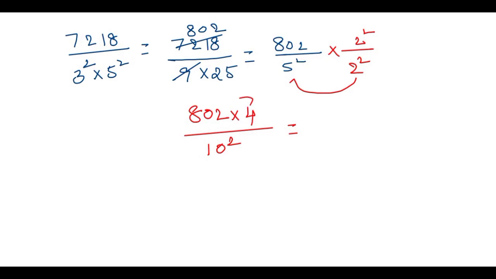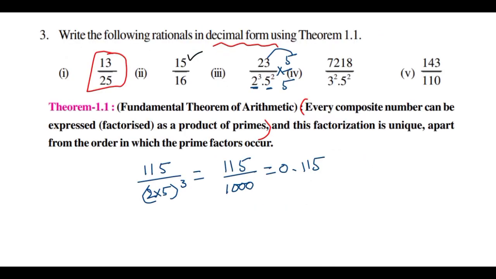Okay, so 802 into 2 square is 4 by 5 2s are 10 square. So we need to multiply this one now. So 4 2s are 8, 4 0s are 0, 4 8s are 32. So it's divided by 10 square, which is 100. So take a point before 2 digits, that is 32.08. So this is the answer.